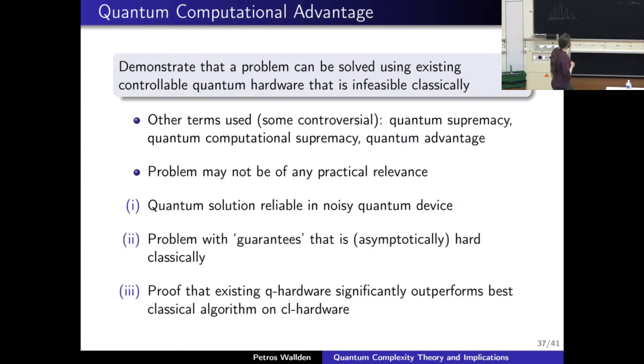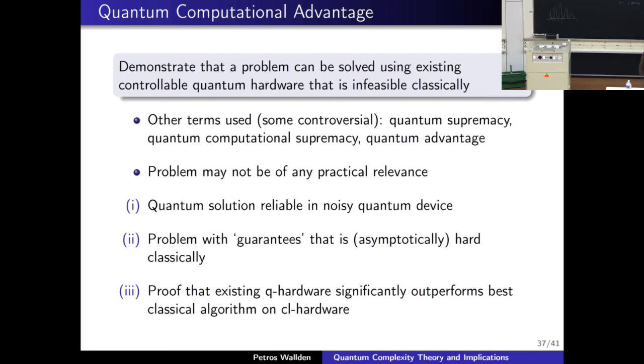So what you need is a quantum solution that is reliable in a noisy quantum device. So the quantum solution should run on these noisy devices. The problem you're considering should have guarantees that it is asymptotically hard classically, because you need reasons to believe that there is an exponential separation. If there is, even if someone comes up with a better classical algorithm and says, okay, it's not 1,000,000 years, it's just 2 years, you add 3 qubits, or well, 10 qubits, and you're back to 1,000,000 years. You didn't quite do it, but you're close.